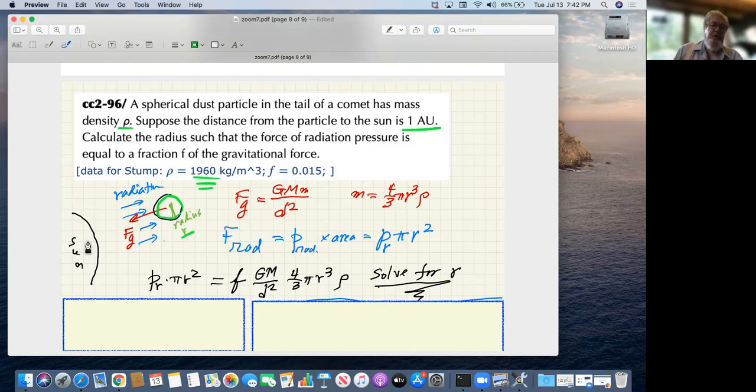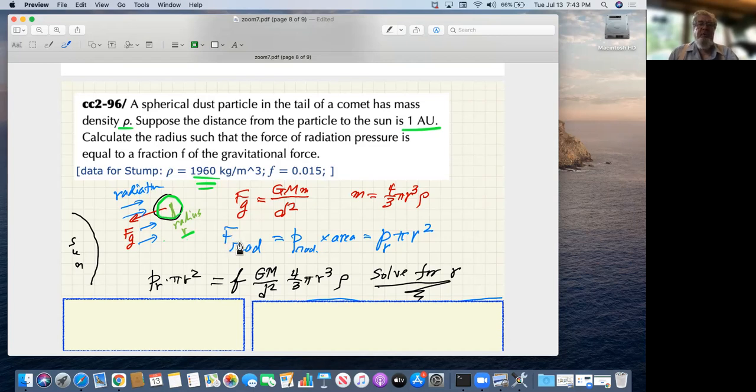Now the dust particle is pulled towards the sun, so here's the sun down here, by the gravitational force. Gravitational force, according to Newton's law of gravitation, is GMm over d squared, where M is the mass of the sun and m is the mass of the little dust particle. And d is the distance from the dust particle to the center of the sun. That's this 1 astronomical unit. And now it's pushed in this direction. It's pushed away from the sun by the radiation pressure.